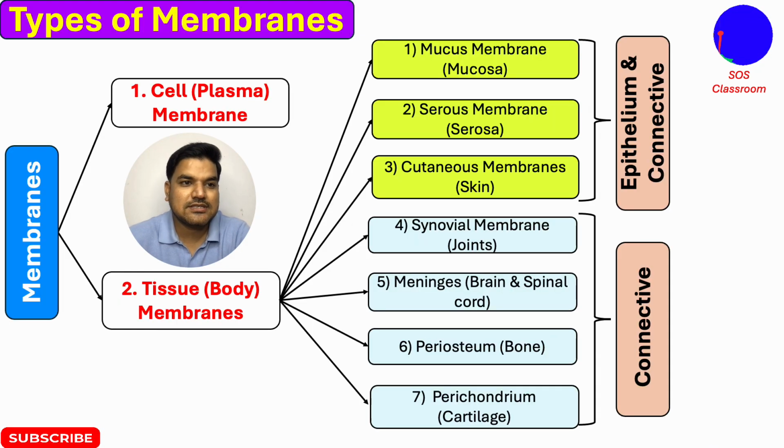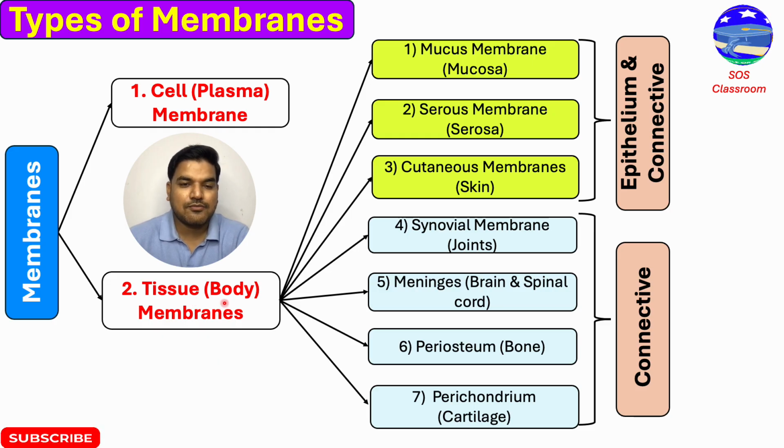So first of all, let's discuss the different types of membranes. A membrane is divided into two: the cell or plasma membrane, which we already discussed in the cell, and next is the tissue or body membranes. In today's lecture, we discuss only the tissue or body membranes. Plasma membrane we already discussed in the cell.